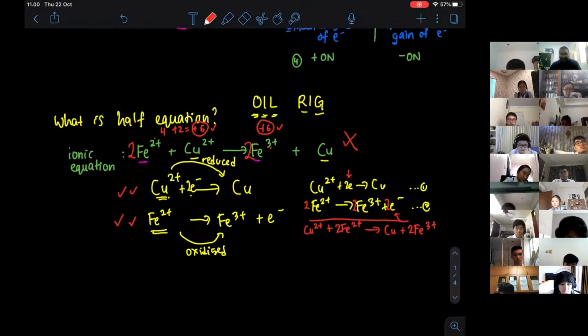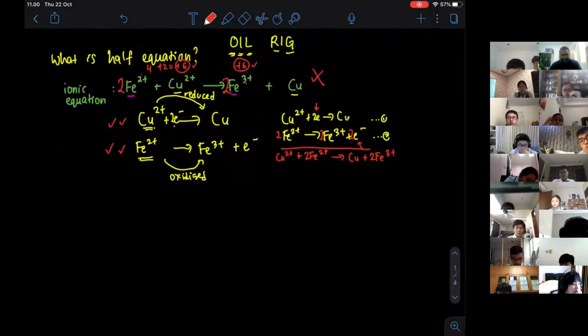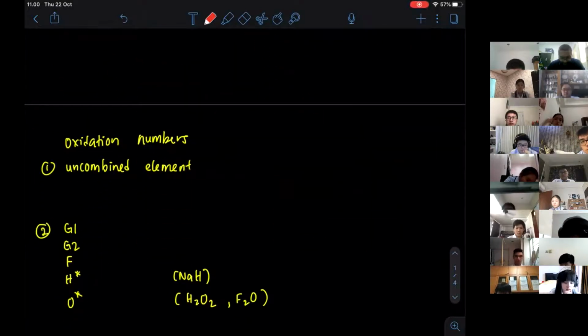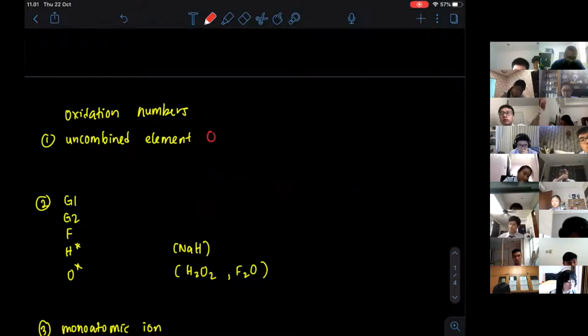Now coming back to the last one, which is the oxidation number. I will talk about oxidation number now. There are certain rules when it comes to oxidation numbers. What are the rules? Any uncombined element, the oxidation number is going to be 0. Any uncombined element, the oxidation number is 0.